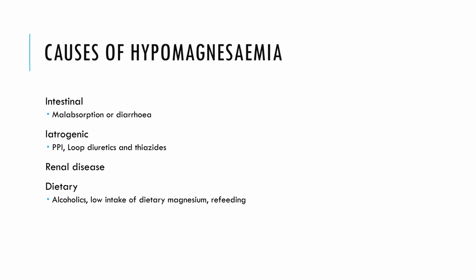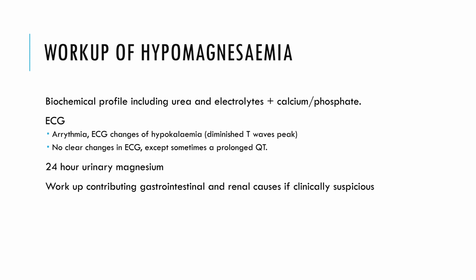other electrolytes like potassium. So, what would you do if you suspect a patient has low magnesium? Well, the first and the most obvious one would be to check their magnesium. However, you'd also make sure that you check their urea and electrolytes, and you'd also want to make sure that you don't miss a bone profile, so that would be the calcium and the phosphate as well.